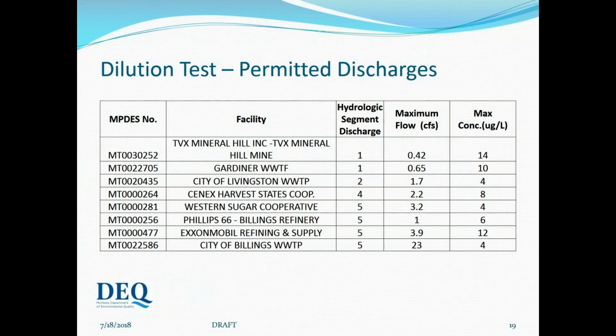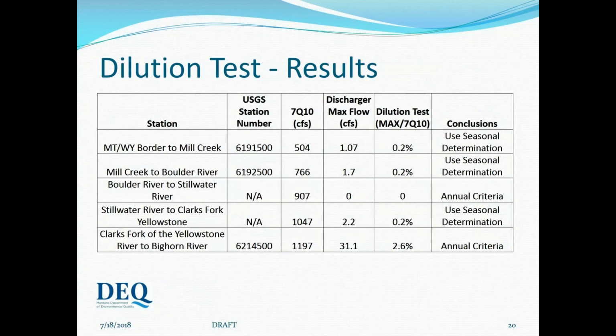Okay, so the dilution test, first we start by looking at all the permitted discharges on each segment, and I divided each permitted discharge, and you can see the hydrologic segment that each permitted discharge discharges to. Again, as I told you, segment 3 does not have any permitted discharges, and segment 5 actually has 4. And then you would add all 5 discharges together. So for segment 5, there'll be quite a bit of volume of discharge. And let's move on to the next slide, and I'll show you the dilution test results.